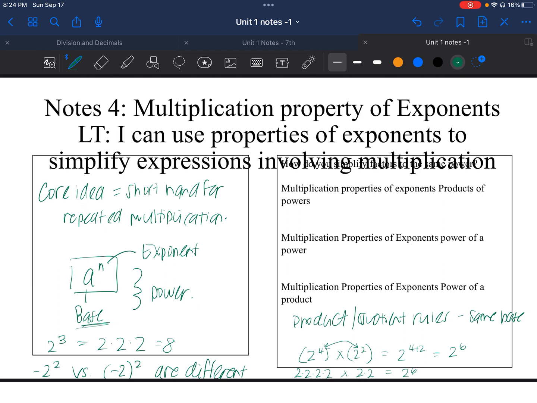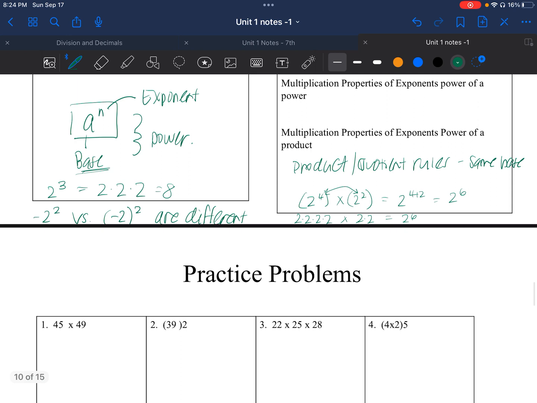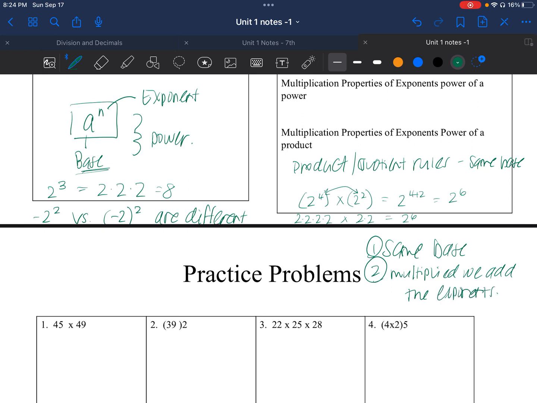The same can be said for division, and we will talk about that when we are doing division properties of exponents. But the big thing that we need to think about is they need to have the same base. That's step number 1. Then step number 2 is when they're multiplied, we add the exponents, and then we get the answer.